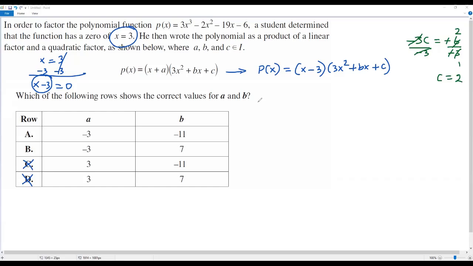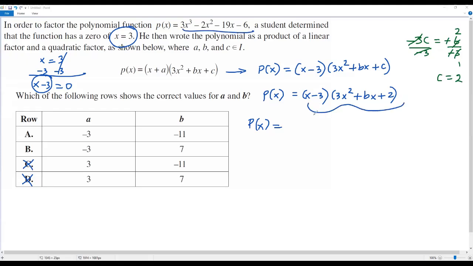Now what I can do is plug in the value of c over here. Then I'll be getting x minus 3 times 3x squared plus bx, and for c, we can plug in 2. Now I'm going to multiply these two factors so that I can compare the coefficients of like terms in the result of the product, and I can get the value of b. Let's multiply these two factors. For that, we distribute this x to each term of the second factor. x times 3x squared will be 3x to the third power, x times bx will be positive bx squared, and x times 2 will be positive 2x.